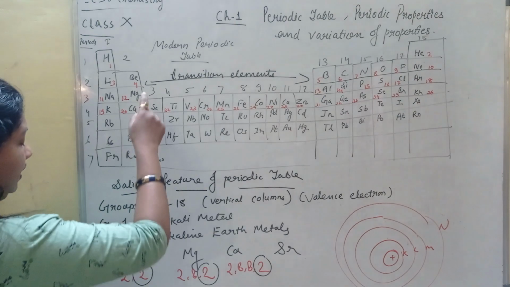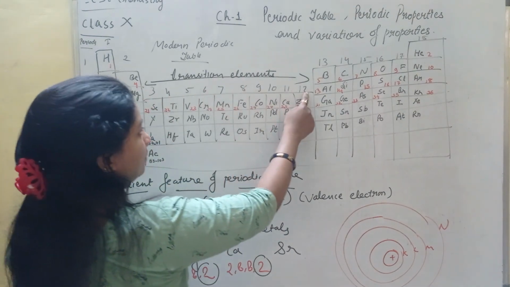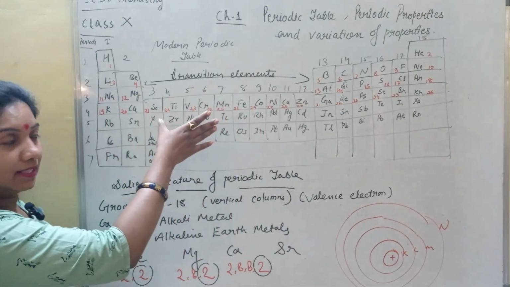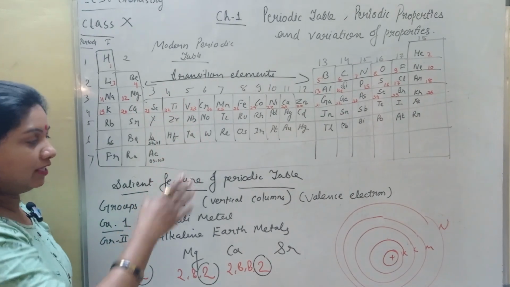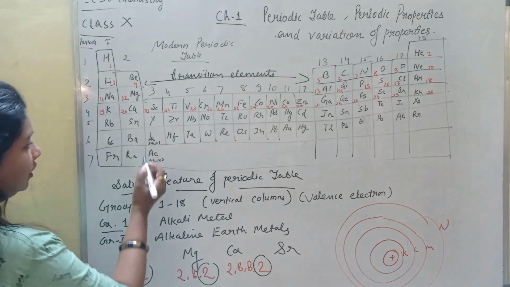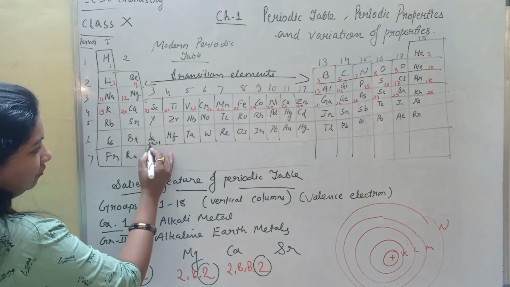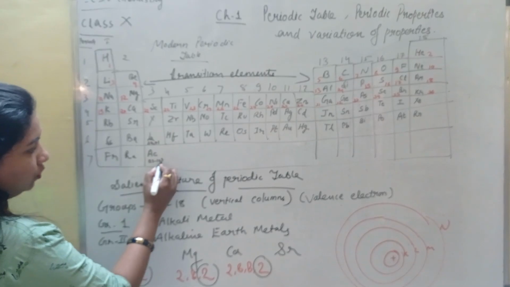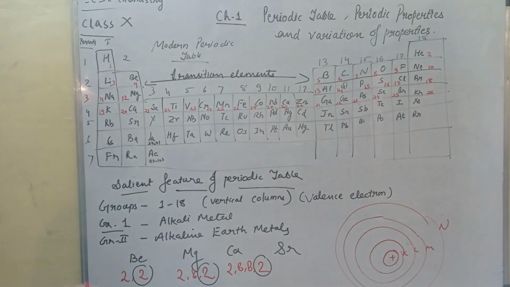Okay, so the elements from group number 3 to group number 12 come under the category of transition elements. They show variable valencies. So that is not there in your syllabus. And here you can see I have written 57 to 71, 89 to 103. What is it?